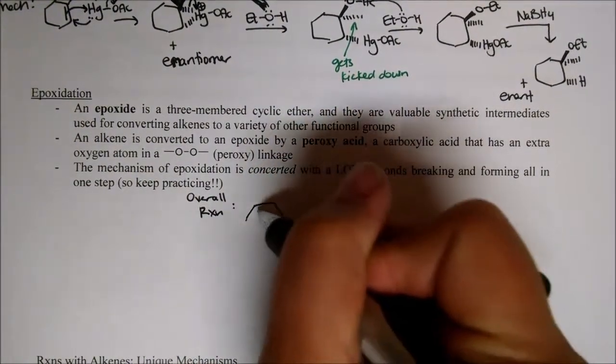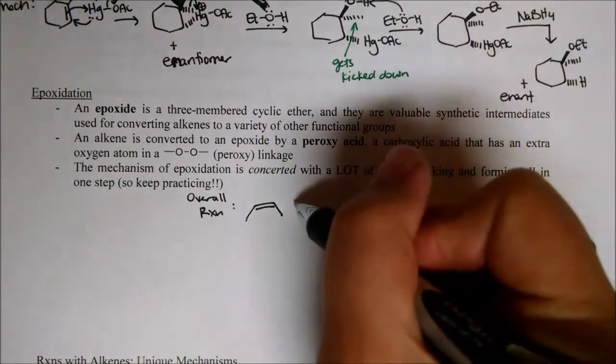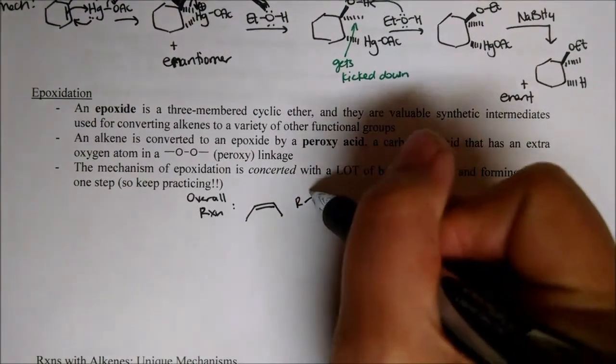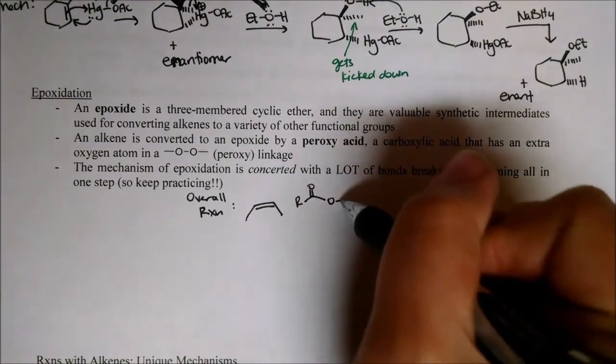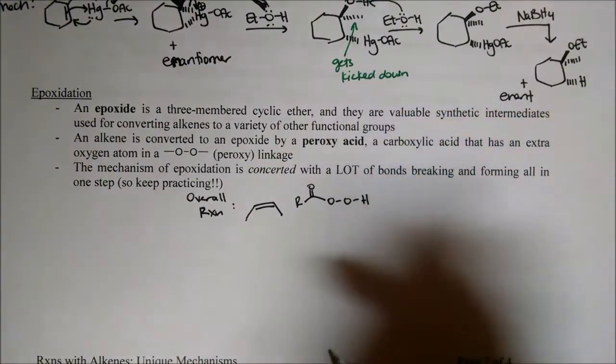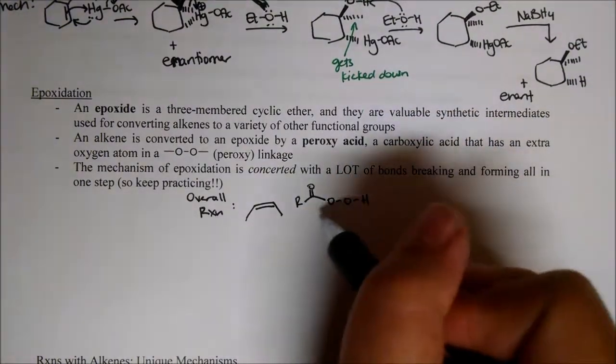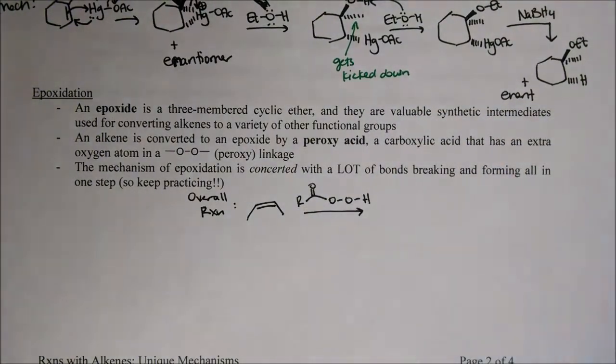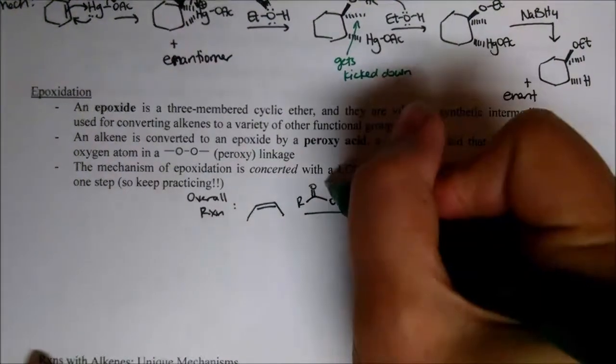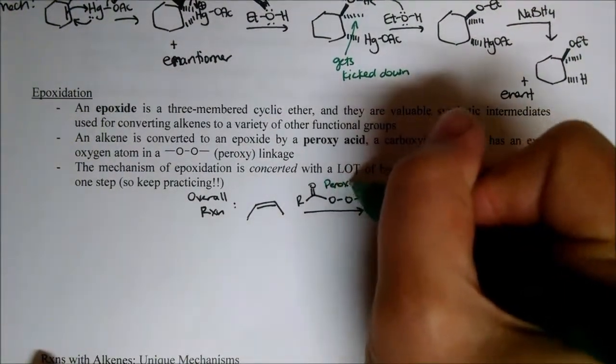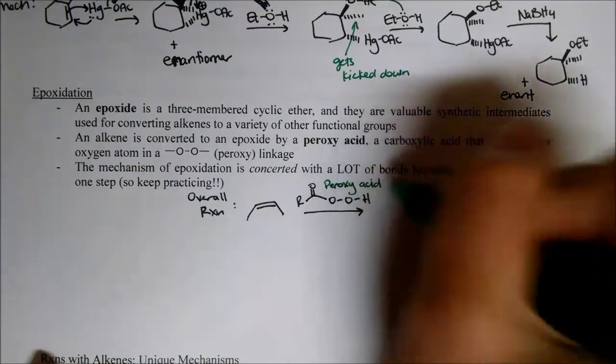We take an alkene and we throw in our peroxy acid. I'm going to keep it nice and ambiguous with the R group there. But here's our peroxy acid because it's got a peroxy linkage here, this OO linkage, right? That's what can be found in peroxides. Okay, so this is a peroxy acid.